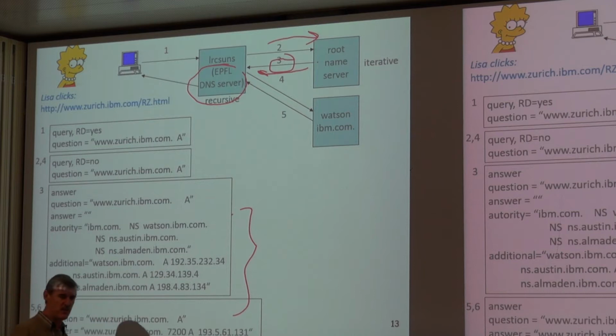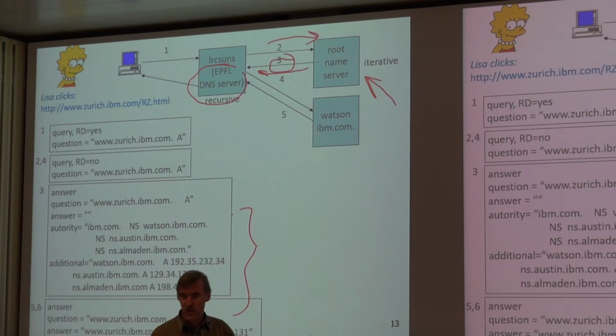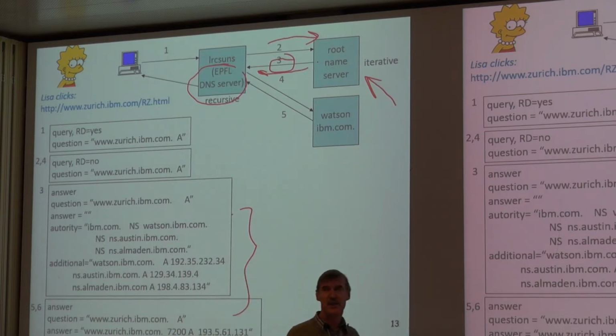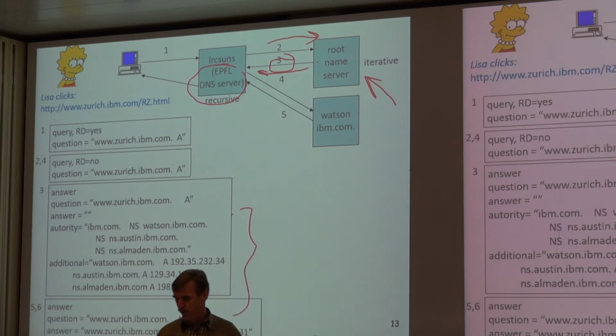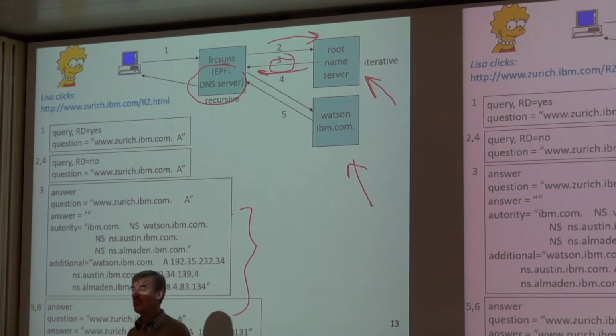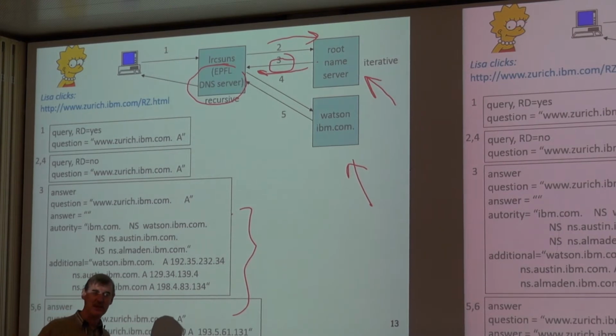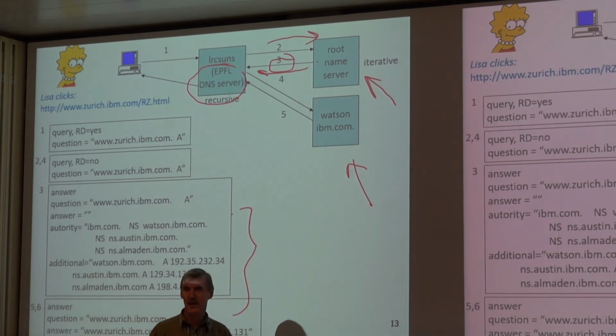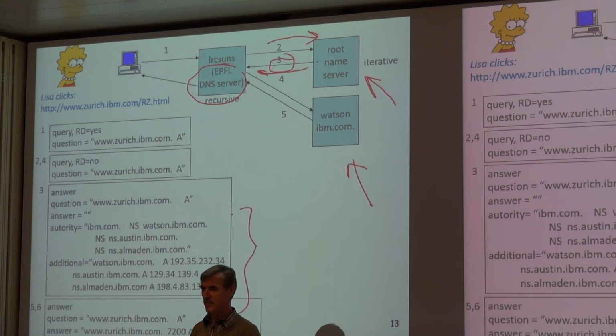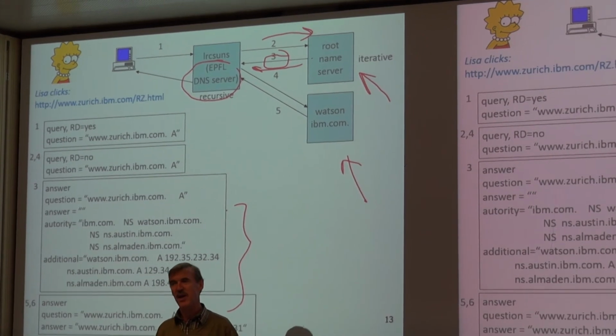For example, the server on the right here, the root name server, knows only the IP address of a DNS server for IBM.com. The server IBM.com will know about all IP addresses of everything inside IBM, or if IBM itself is separated into subdomains, it would then know what are the IP addresses of the DNS servers for those subdomains. This is the main thing we've seen.